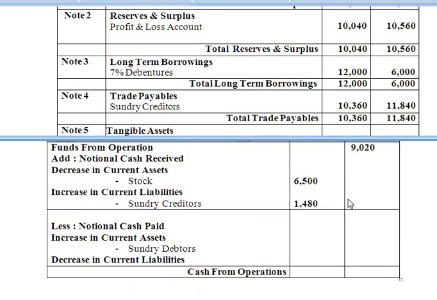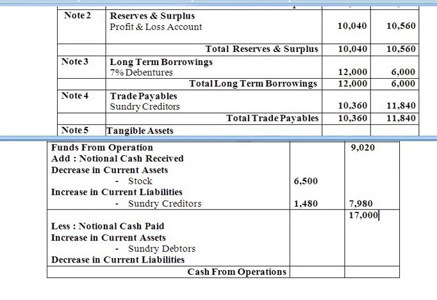Make the total and take it in the outer column. 6,500 plus 1,480 is 7,980. Add this 7,980 in 9,020, it will become 17,000.